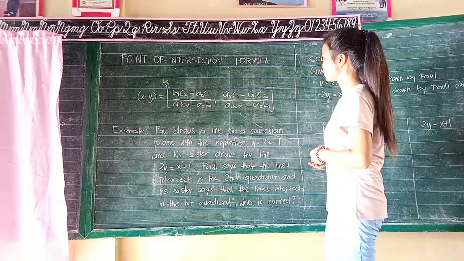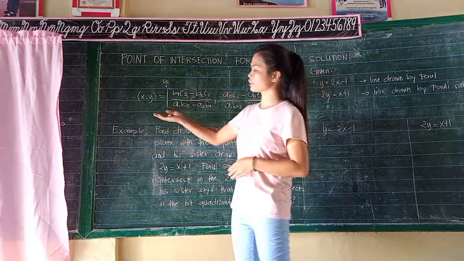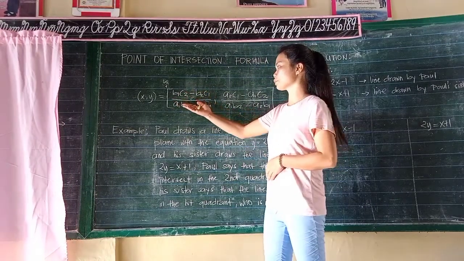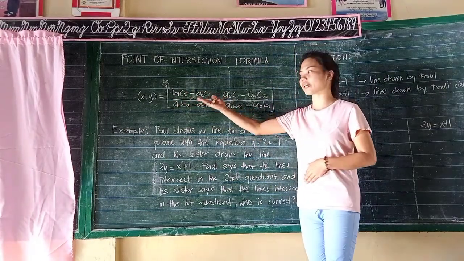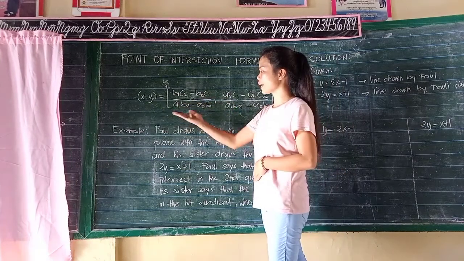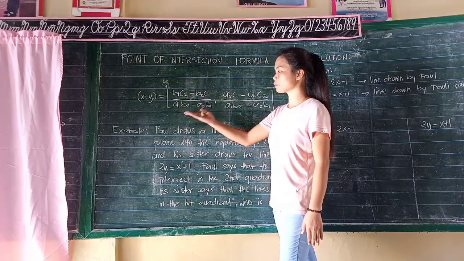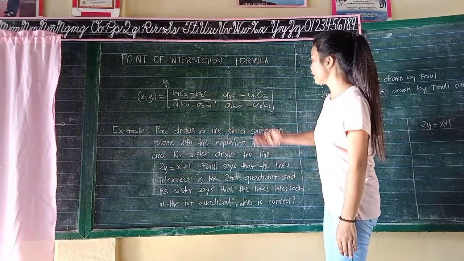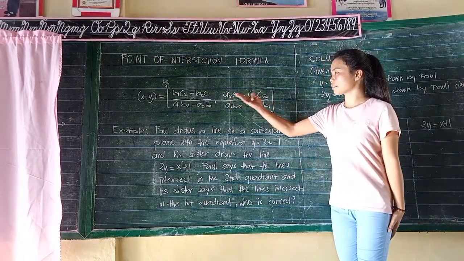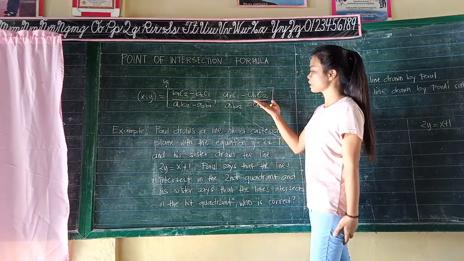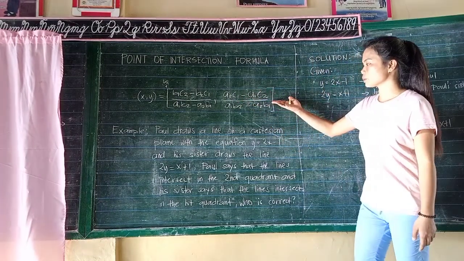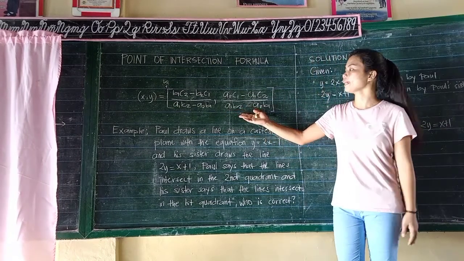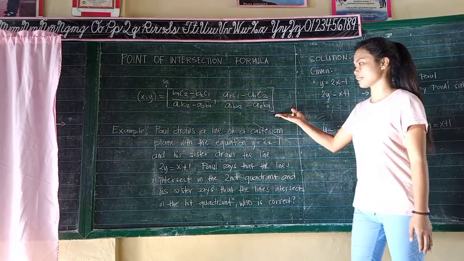Our point of intersection formula is the coordinates of x and y equals b sub 1 times c sub 2 minus b sub 2 times c sub 1 all over a sub 1 times b sub 2 minus a sub 2 times b sub 1, and a sub 2 times c sub 1 minus a sub 1 times c sub 2 all over a sub 1 times b sub 2 minus a sub 2 times b sub 1.